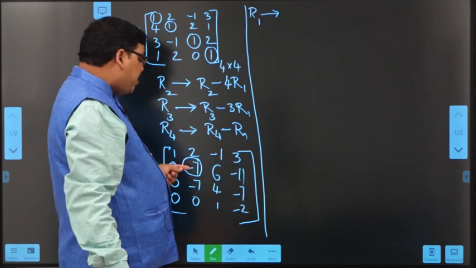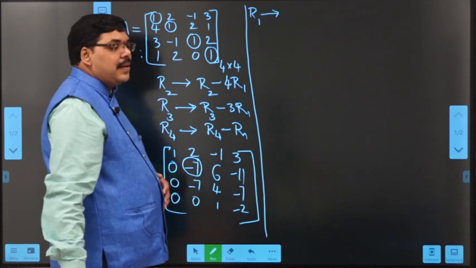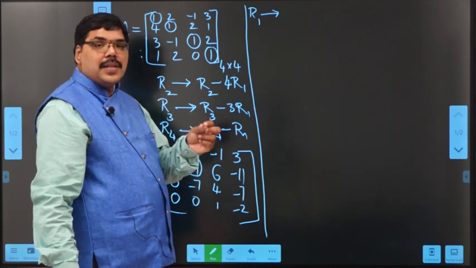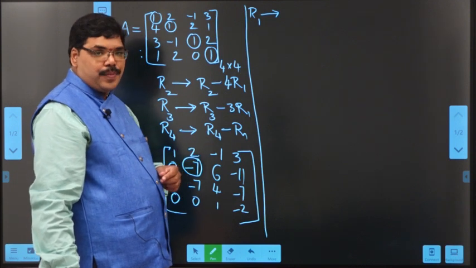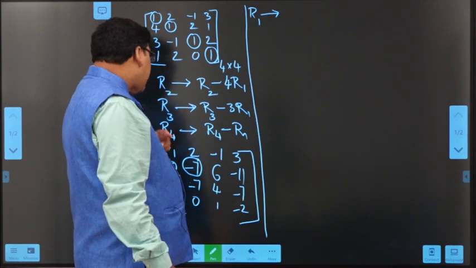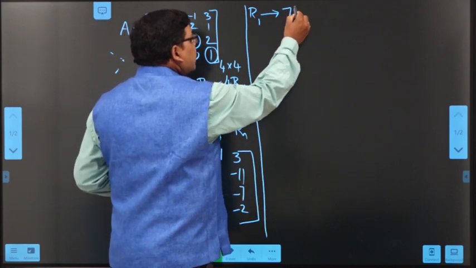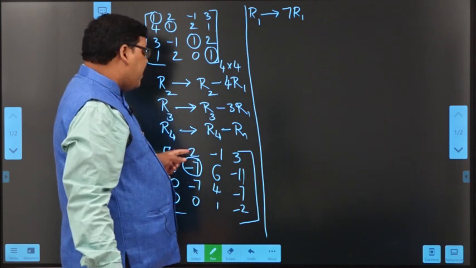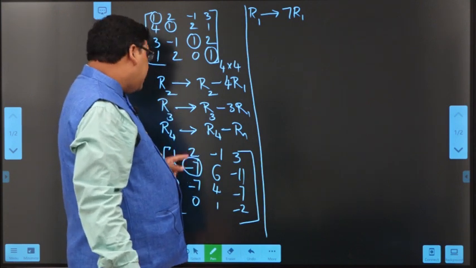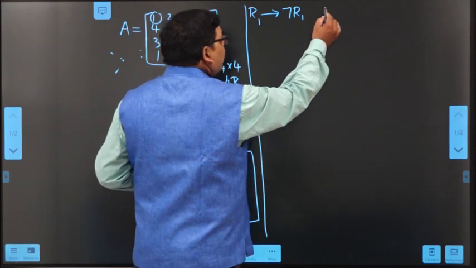So what is the second position element in the principal diagonal? Minus 7. So what are the suitable numbers to multiply them so that the result is 0? You tell me. So I am multiplying the first row with 7, 7R1. When I multiply this with 7, I will get 7 into 2, 14. And also I am multiplying the second row with 2.